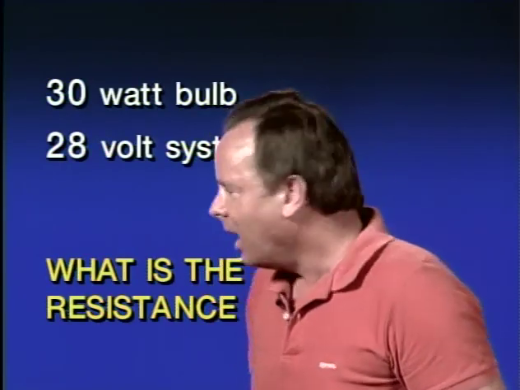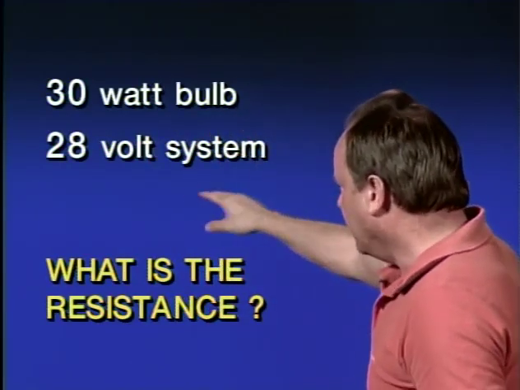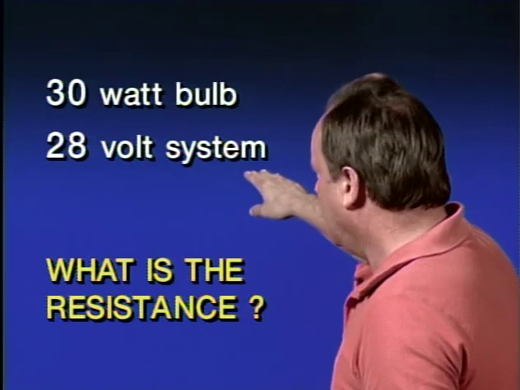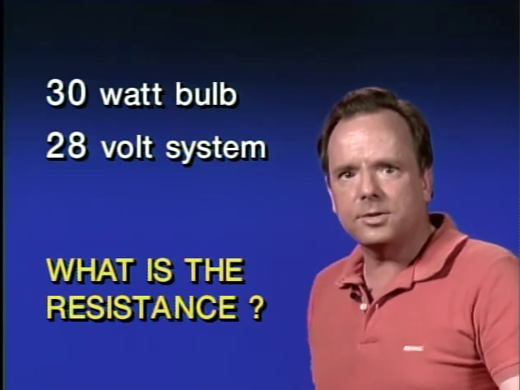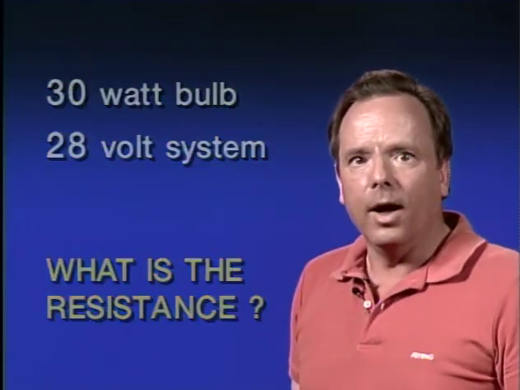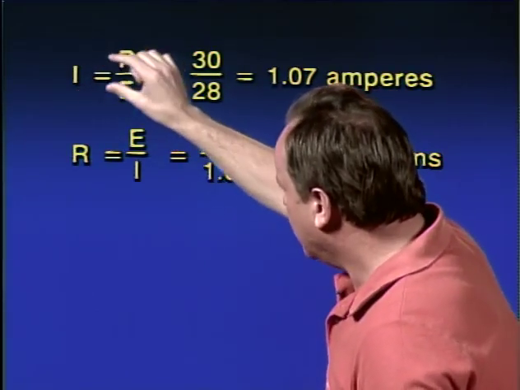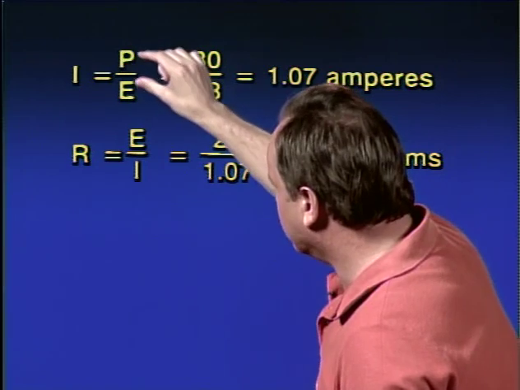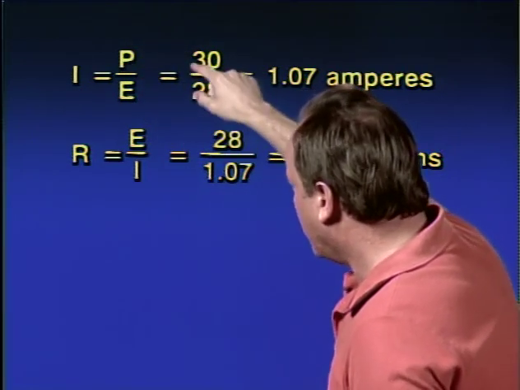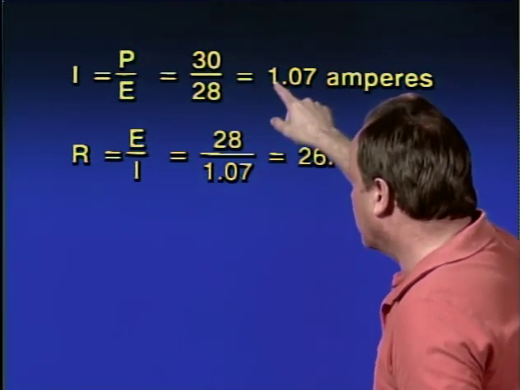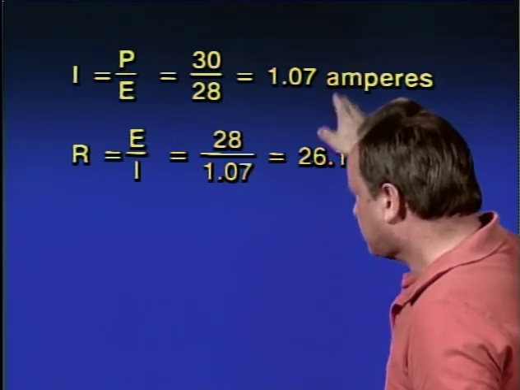What's the operating resistance, the next question says, of a 30-watt bulb in a 28-volt system? And the question is, what is the resistance? Well, first of all, let's figure out the current, and then we'll figure out the resistance. That makes it pretty easy. The current works out of a formula like this. The current is equal to the power in watts divided by the volts. Power in watts is 30, volts is 28, the current is 1.07 amps.